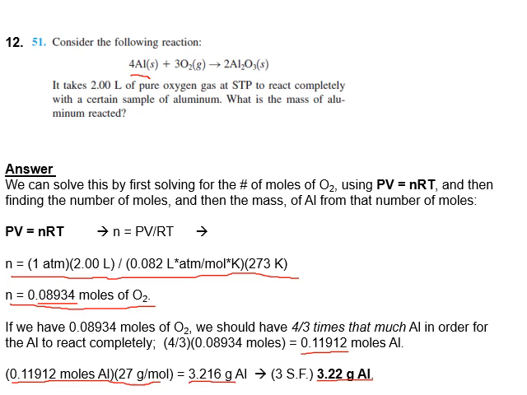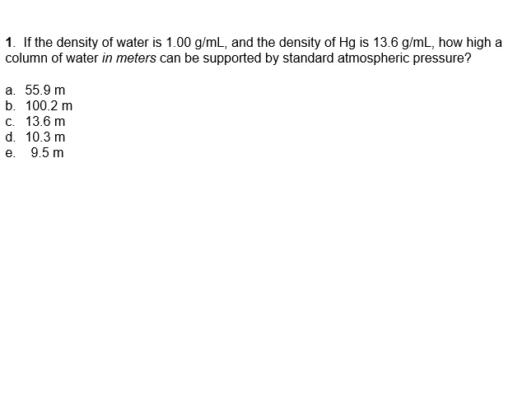Next slide. If the density of water is 1 gram per milliliter and the density of mercury is 13.6 grams per milliliter, what this is basically telling us is that mercury is about 13.6 times more dense than water. How high a column of water in meters can be supported by atmospheric pressure? Atmospheric pressure is 760 millimeters of mercury, and that is about 76 centimeters, so it's about 3/4 of a meter.